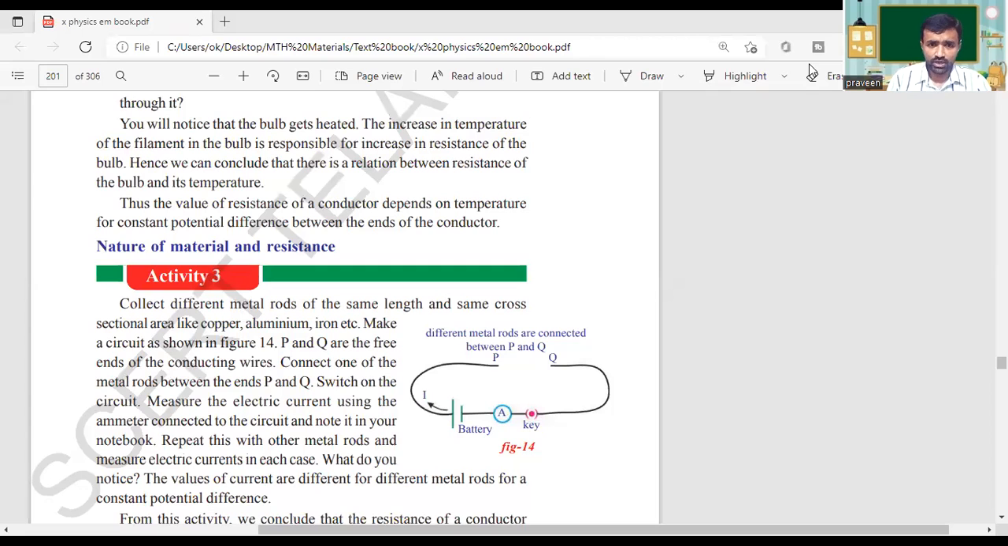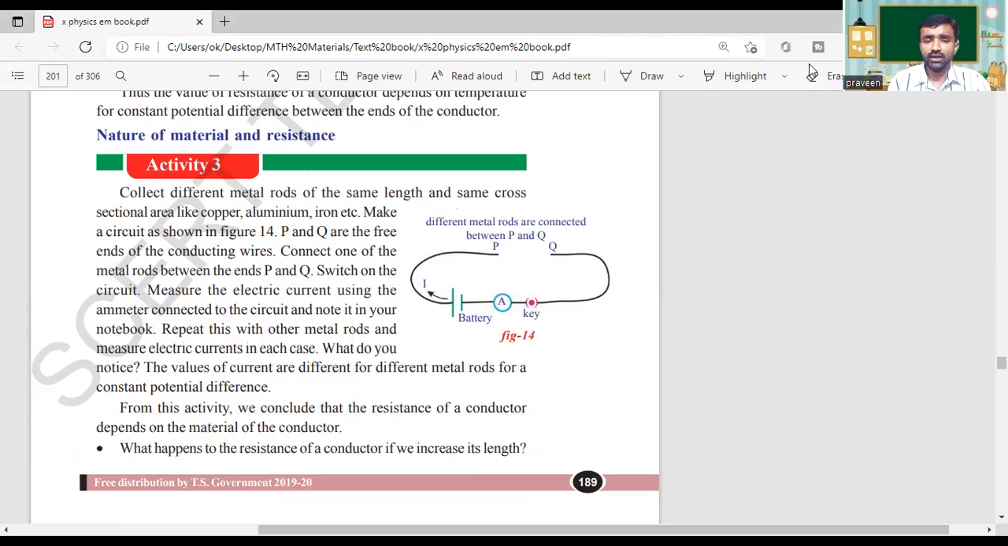We already understood the nature of the material and resistance. Resistance depends on the nature of the material, like whether it is made of copper, iron, aluminum, silver or tungsten. Depending on what material you use to make that particular wire, the resistance changes, even if you keep the rest of the things constant. So you need to control that here.